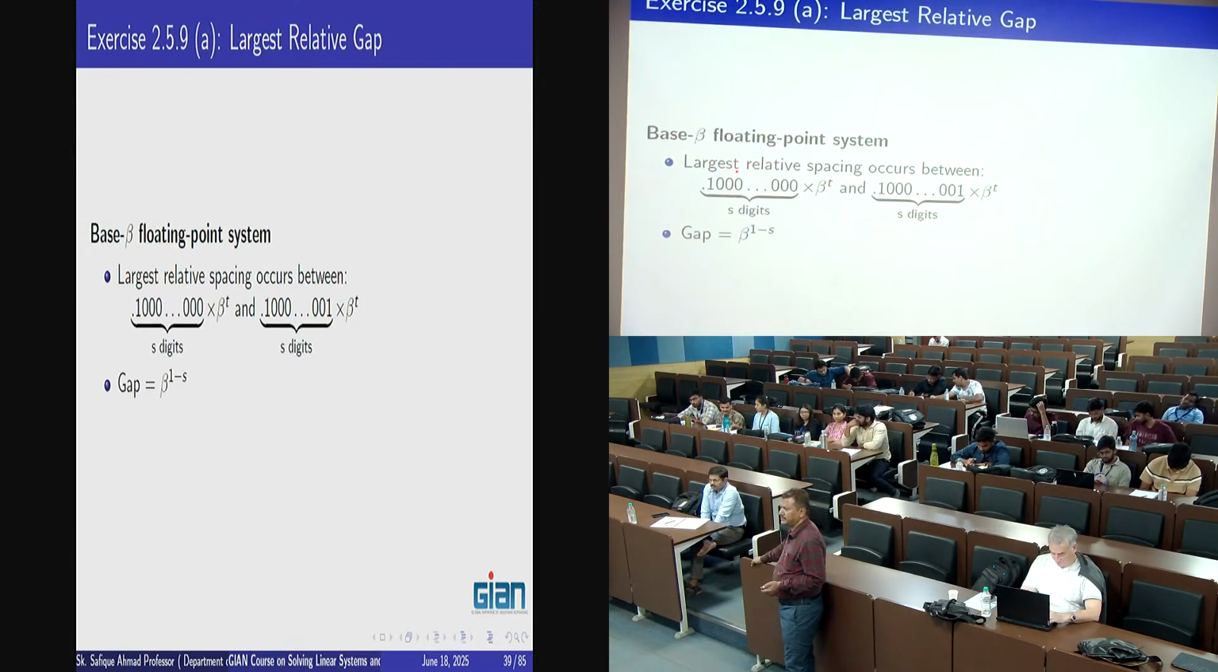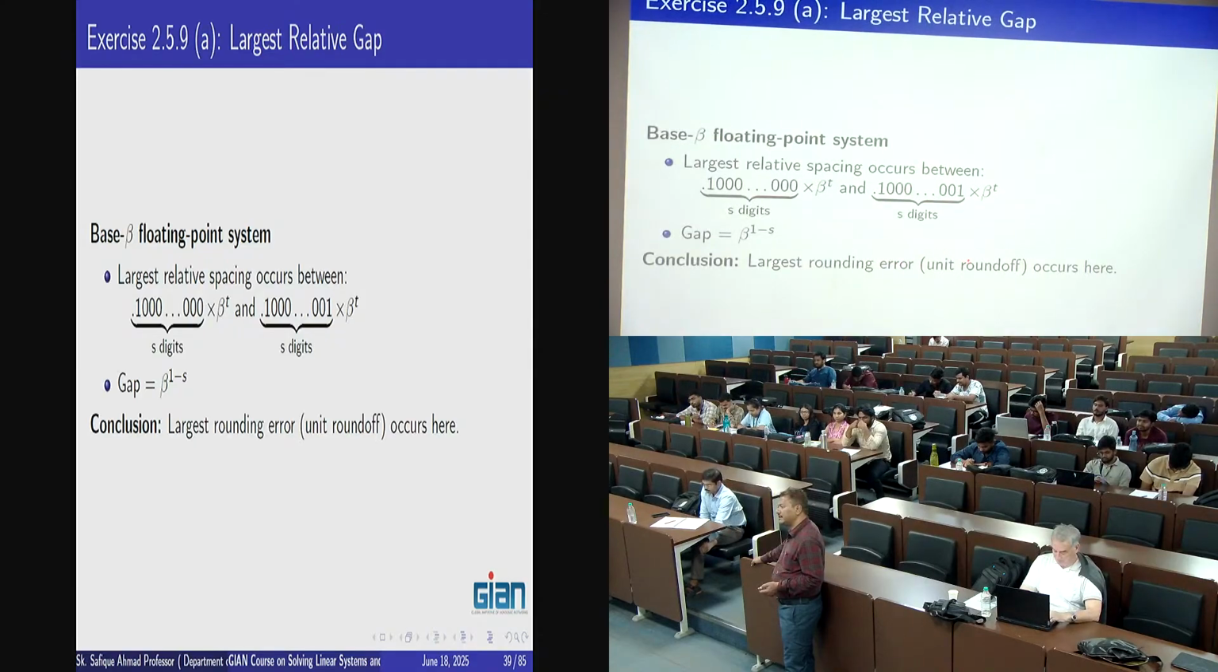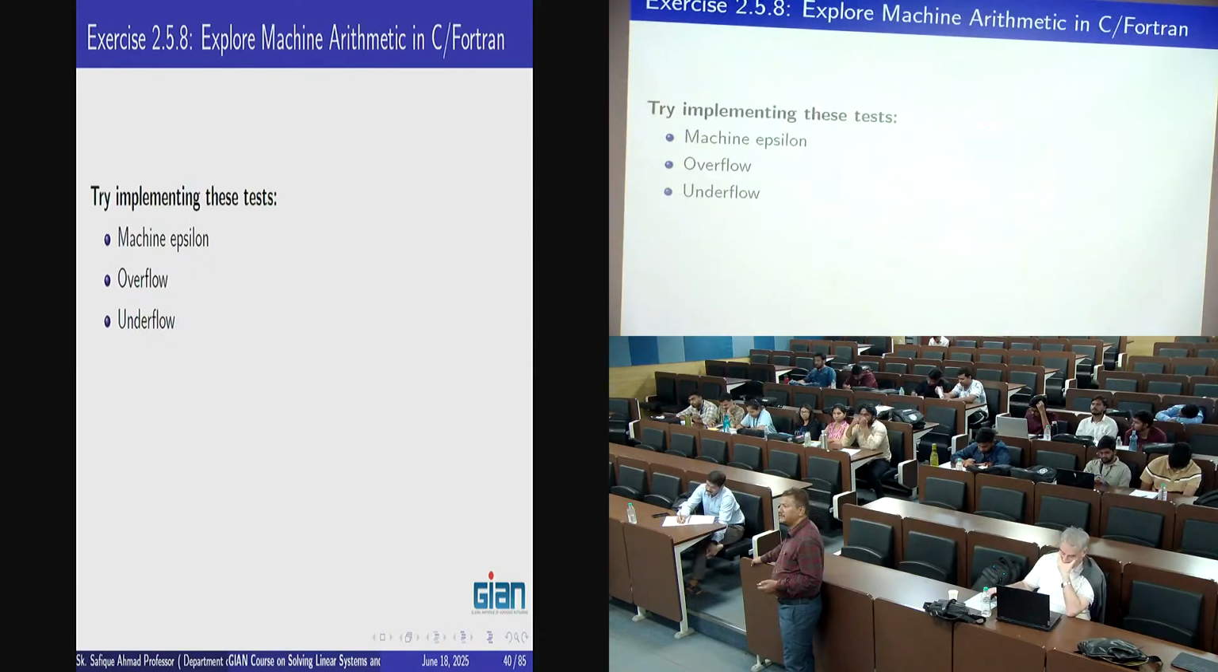I want to discuss what a floating point number is. Say for example, the largest, and here also S digits, and here a gap between them, S significant digits, here is also S significant digits. The largest rounding error occurs here. Now, try implementing this test: the machine epsilon, that is machine error, and overflow and underflow.